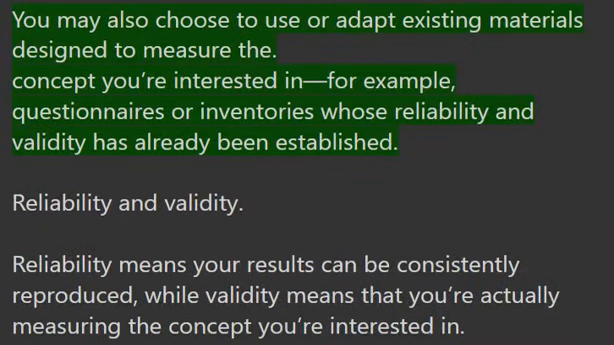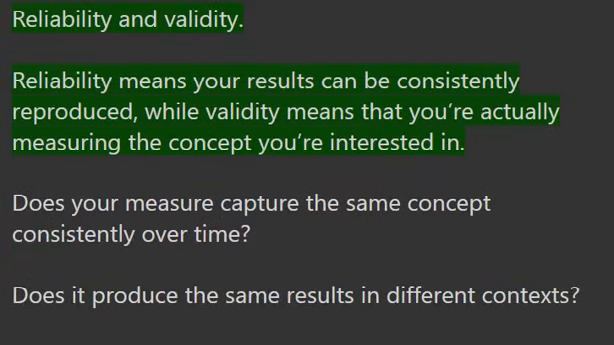You may also choose to use or adapt existing materials designed to measure the concept you are interested in, for example, questionnaires or inventories whose reliability and validity has already been established. Reliability and validity. Reliability means your results can be consistently reproduced, while validity means that you are actually measuring the concept you are interested in.